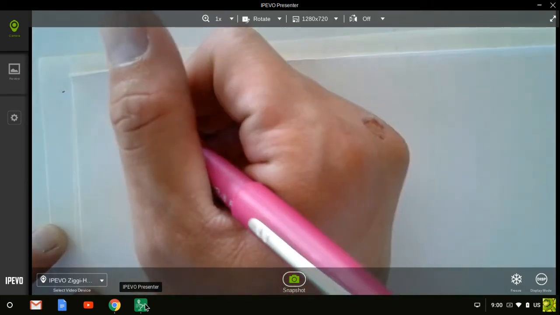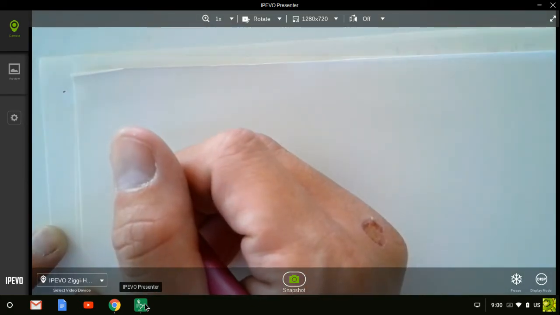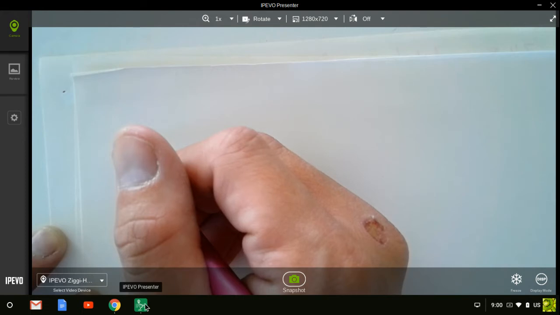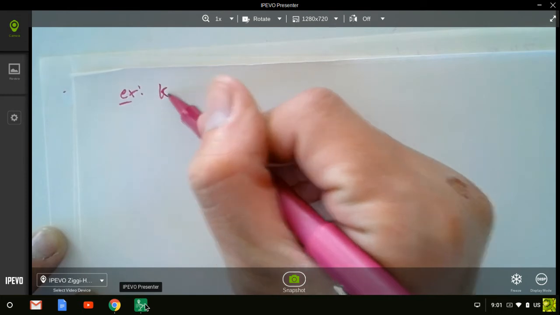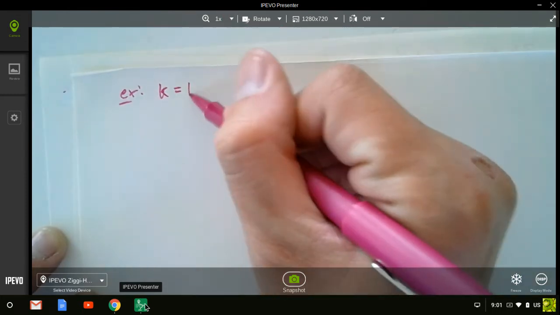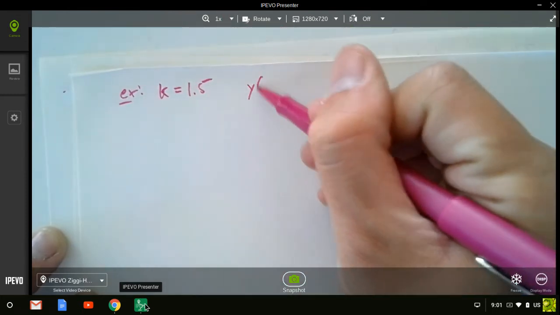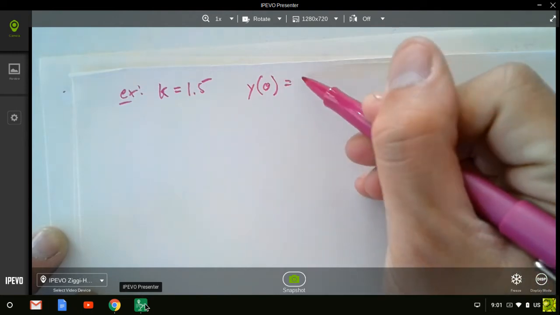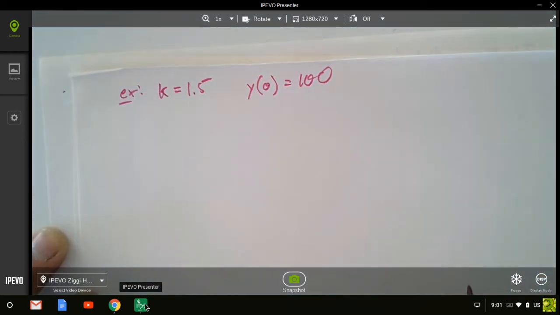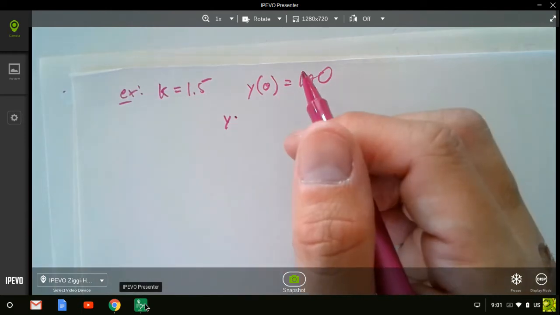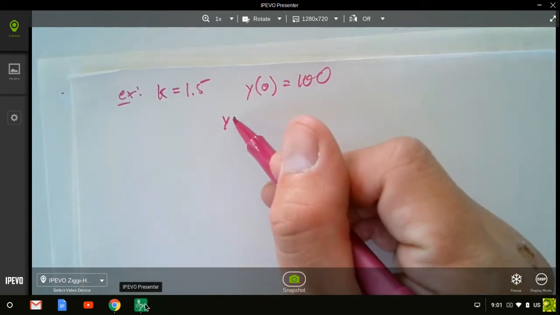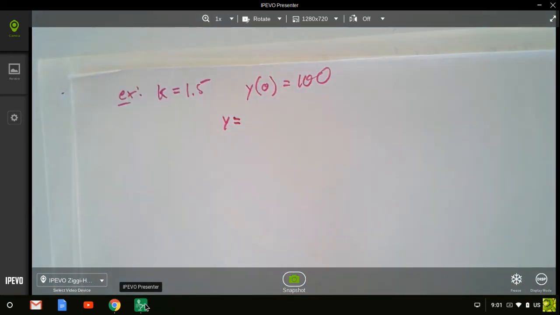So let me give you not a practice problem necessarily, but a critical thinking problem. Something that I did not go over with you, but might not be as hard as it sounds. What if I gave you K and I gave you this? Y of 0 is equal to 100. I want you to give me the actual equation for this context.